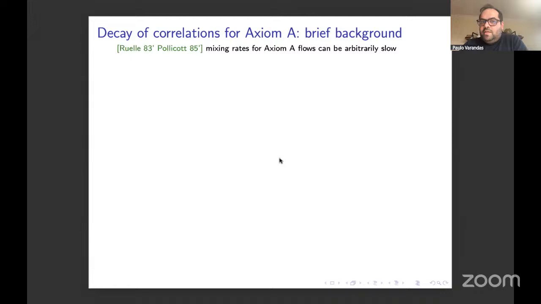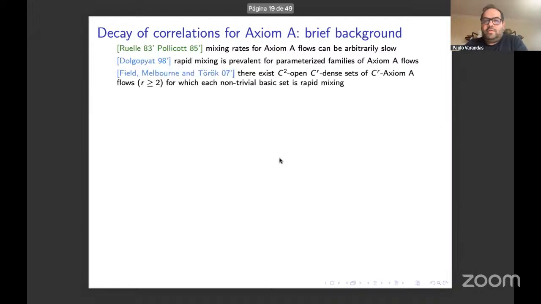And so this gives a first counterexample showing that hyperbolic basic sets can have very slow mixing, but this is not for attractors. This is for basic sets of horseshoe type.